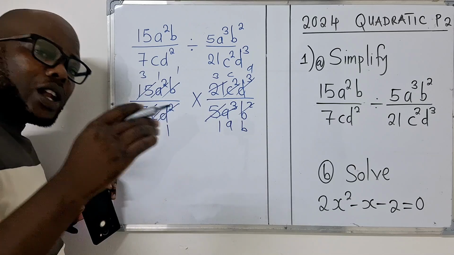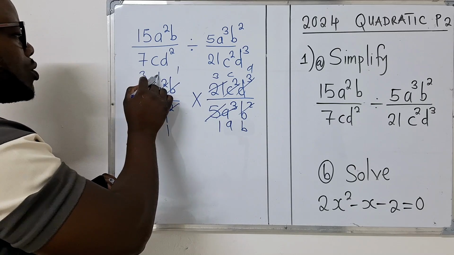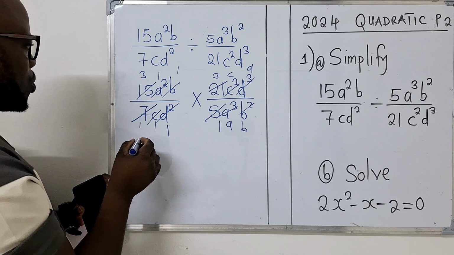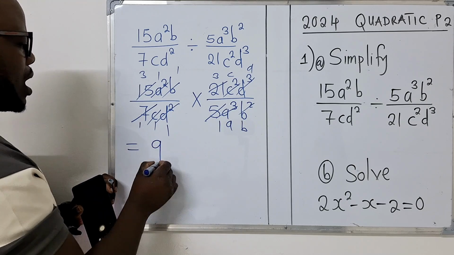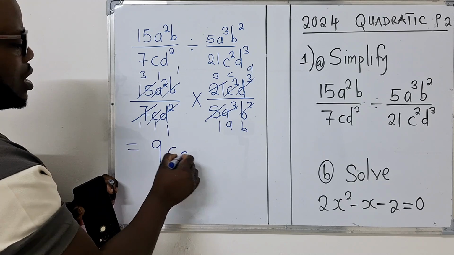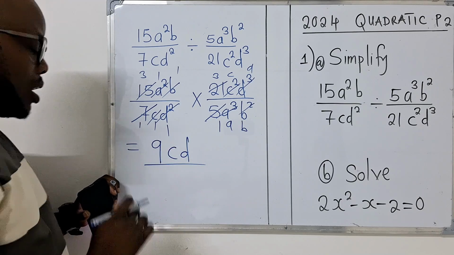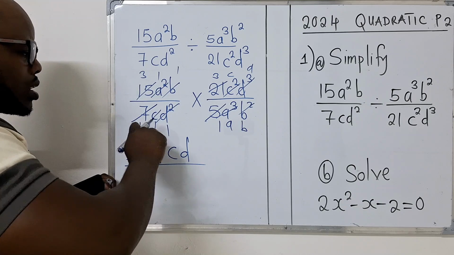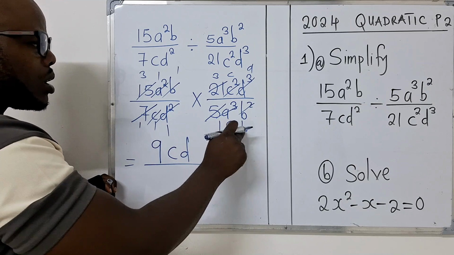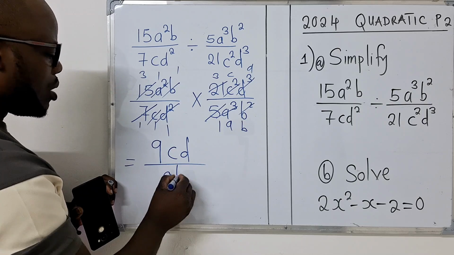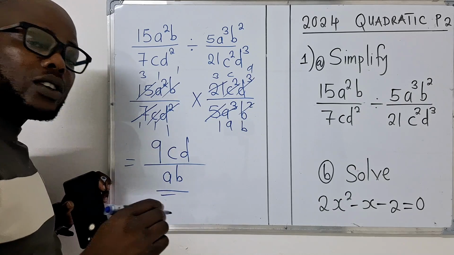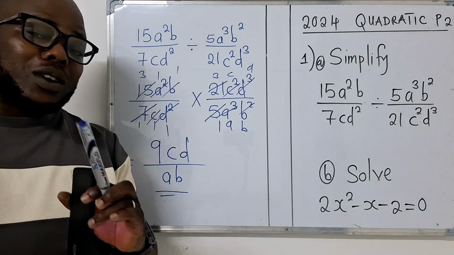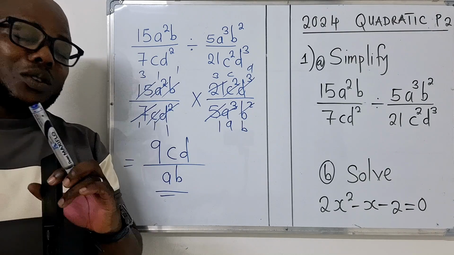So if you're able to see nicely, we've got 3 times 1 times 1 times 3 times C times D. So this will give us, of course, 9CD as our numerator. For the denominator, we've got 1 times 1 times 1 times 1 times A times B. That's AB. And this is how the answer must look for question 1a. So now let's check out question 1b and see what we're supposed to do.